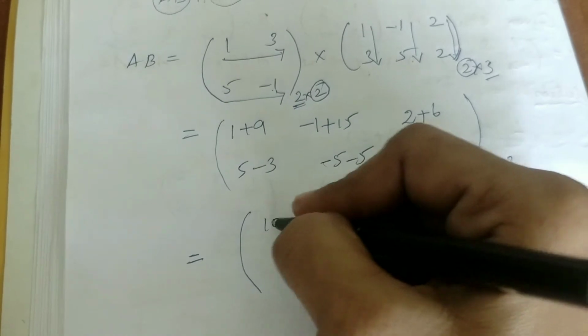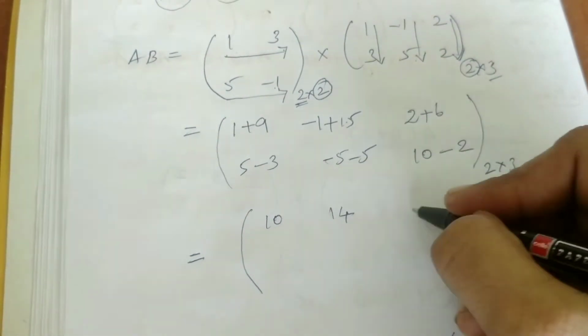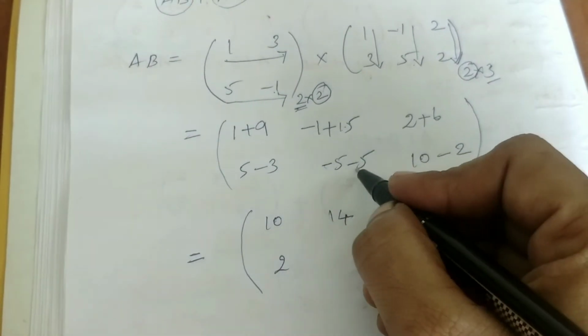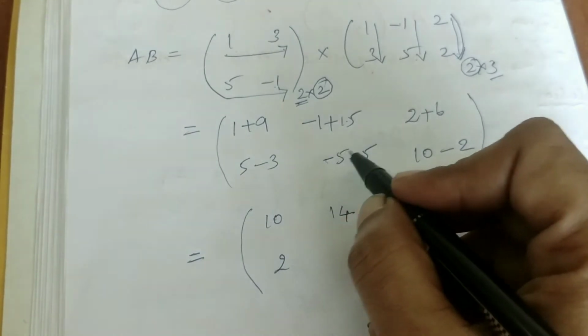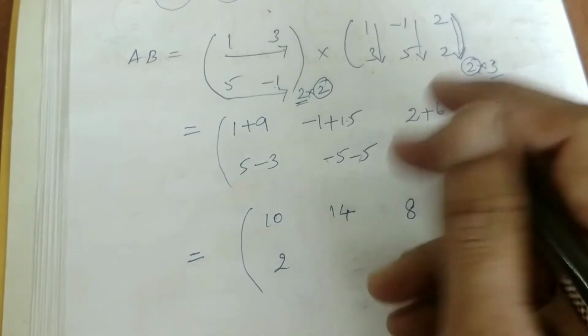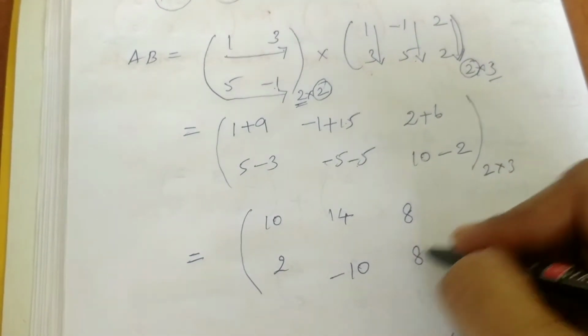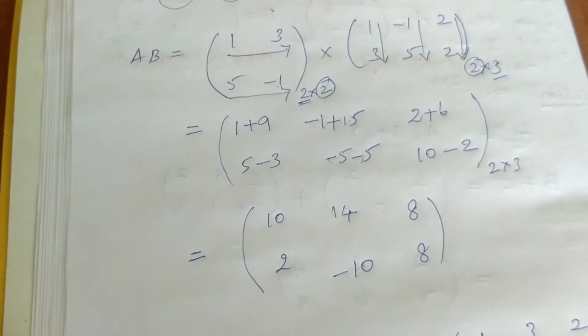9 plus 1, 10, 15 minus 1, 14, 6 plus 2, 8, 5 minus 3, 2, minus 5, minus 5. These two are same sign numbers. So, you have to add those two numbers and then put the same sign. So, minus 10. And then 10 minus 2 is nothing but 8. So, this is our product matrix AB.